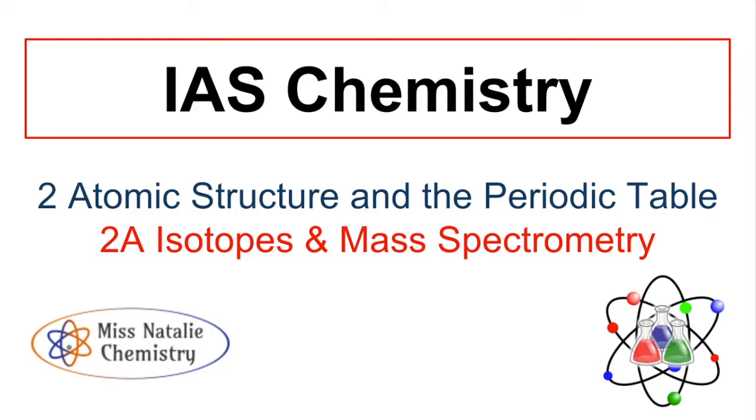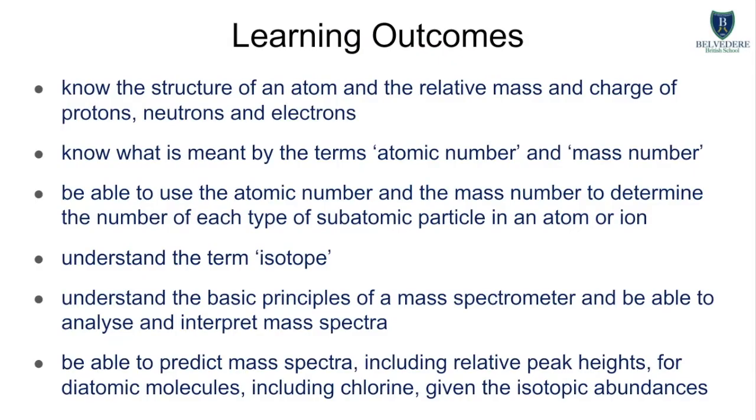In this video, we're going to be looking at topic 2A, and we're going to be looking at the first section, which is about isotopes and mass spectrometry. And this is part of the IAS chemistry course from Edexcel. So some of this will be revision.